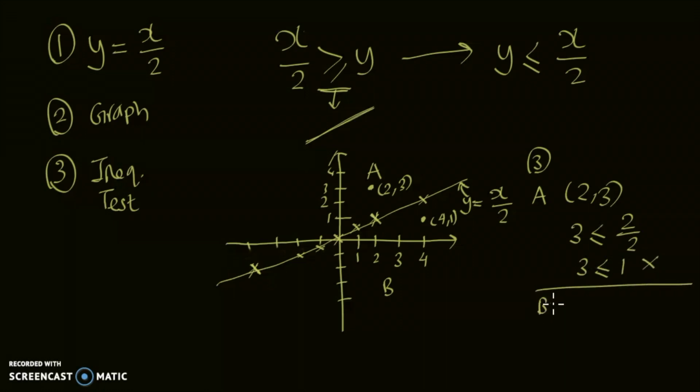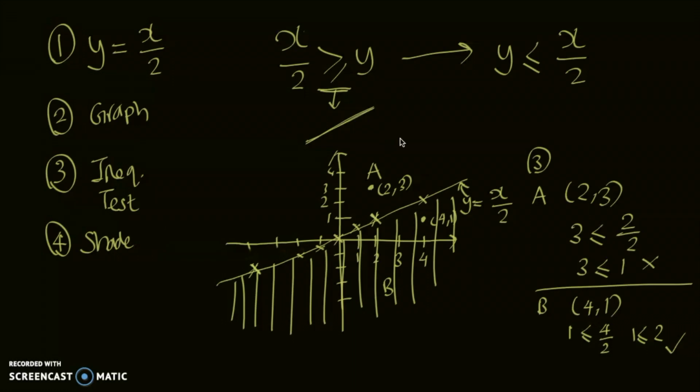Now let's try region B. It's going to be 4, 1. Is 1 smaller than or equal to 4 over 2? 1 is smaller than or equal to 2. Yes. So region B satisfies this inequality. So step 4 would be to shade the wanted region. Now we already know that region B is the region we want, so I'm going to shade it. Okay, so now we've understood the principles of graphing linear inequalities. In the next video, we're going to be having a look at compound inequalities.